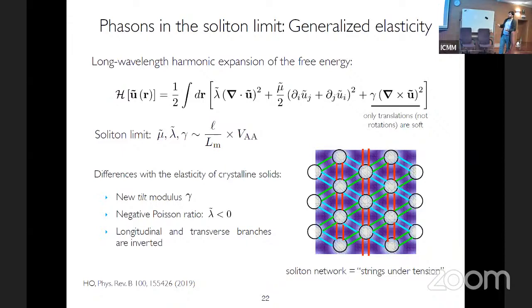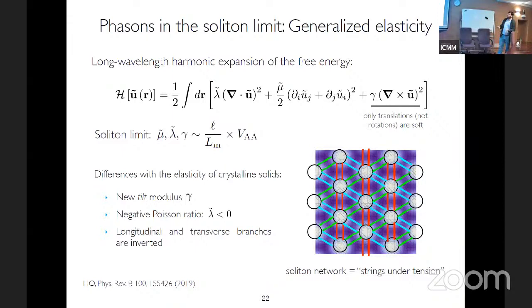So for example, up to here, the first two terms in the first equation represent regular elasticity of a crystal, but there's a new elastic modulus, which is associated with the fact that, as explained before, translations of one layer with respect to the other are sort of soft, but rotations of one layer with respect to the other, those cost energy. So there is a new elastic modulus associated with this costing energy.